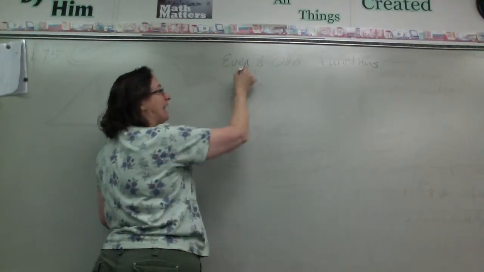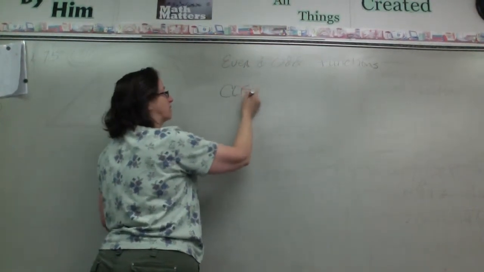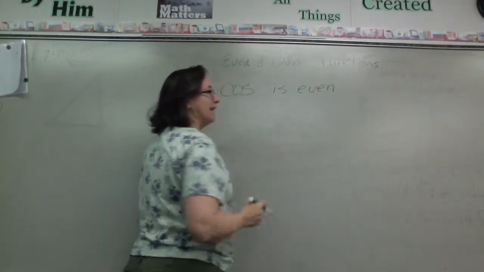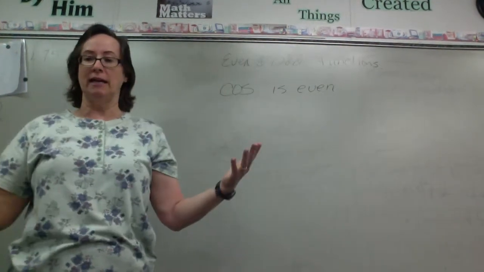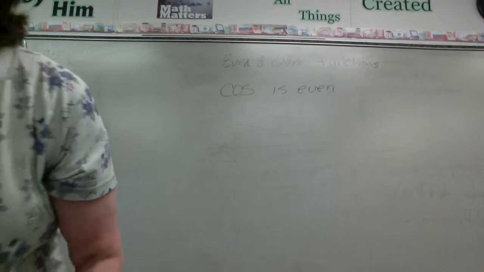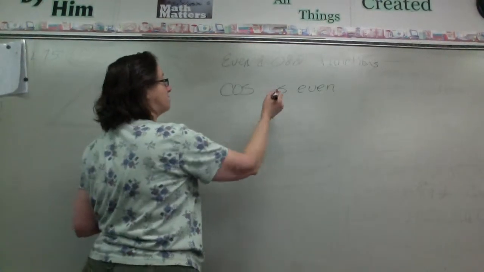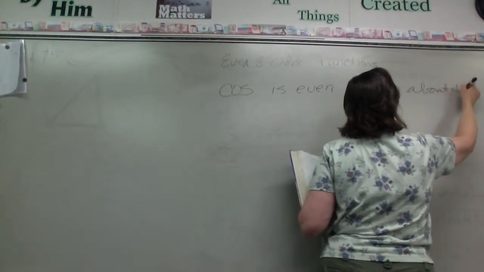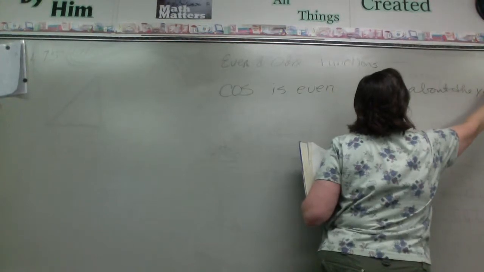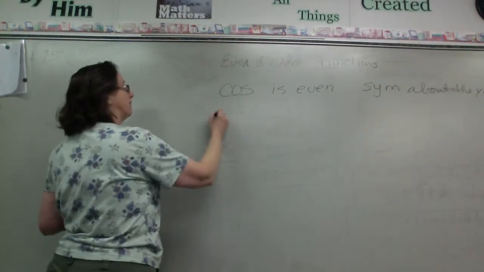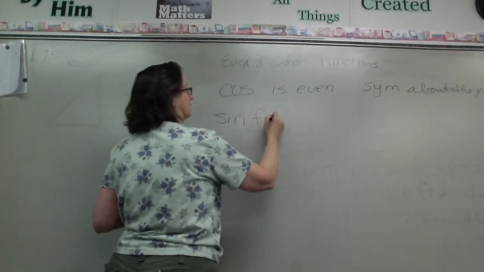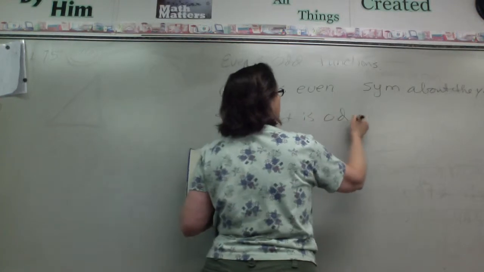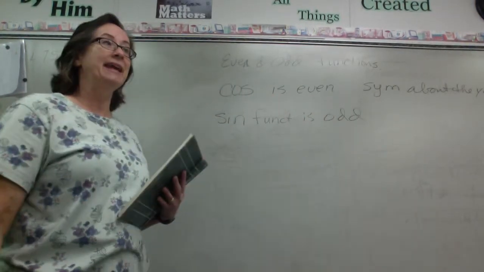Okay, shh. Even functions. The cosine function is an even function. Okay, and even functions have that property of being symmetric about the y-axis. The sine function is odd. Okay? It is odd. And it is not symmetric.